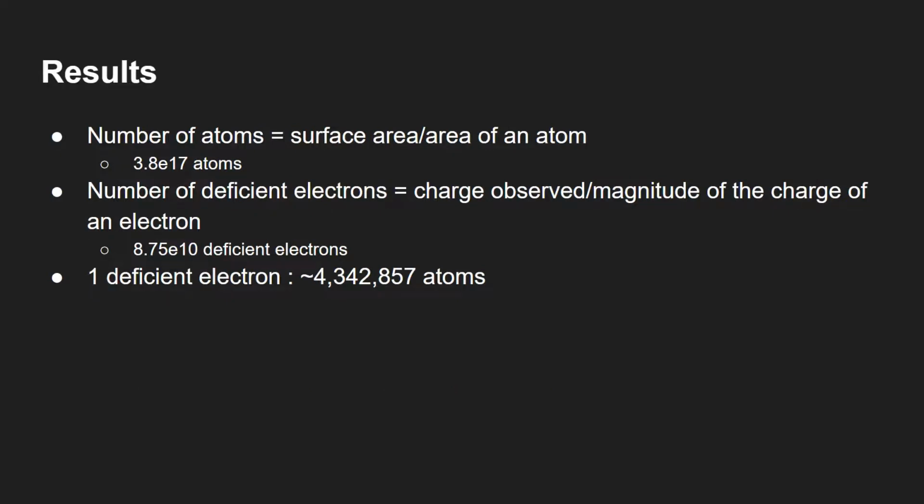And then we can solve for the number of atoms, which is the surface area divided by the area of an atom. So we get about 3.8 times 10 to the 17th atoms. And the number of deficient electrons is going to be equal to the charge observed divided by the magnitude of the charge of an electron. So we get about 8.75 times 10 to the 10th deficient electrons. And the ratio of the two is going to be one deficient electron for every about 4 million-ish atoms.